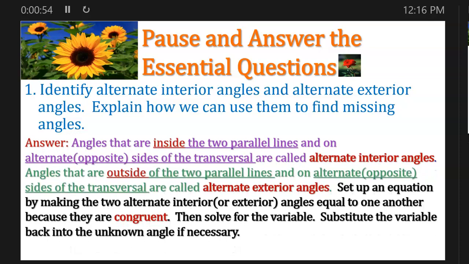Angles that are inside two parallel lines and on opposite sides of the transversal are called alternate interior angles. Angles that are outside of the two parallel lines and on alternate opposite sides of the transversal are called alternate exterior angles. Set up an equation by making the two alternate interior or exterior angles equal to one another because they are congruent. Then solve for the variable. Substitute the variable back into the unknown angle if necessary.